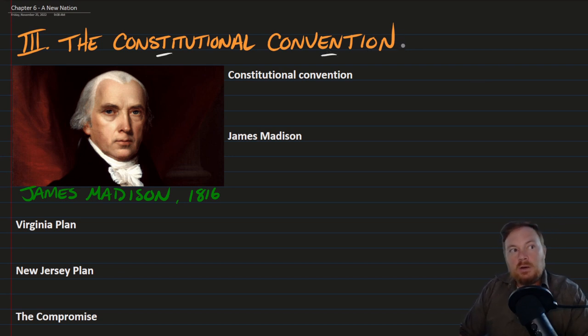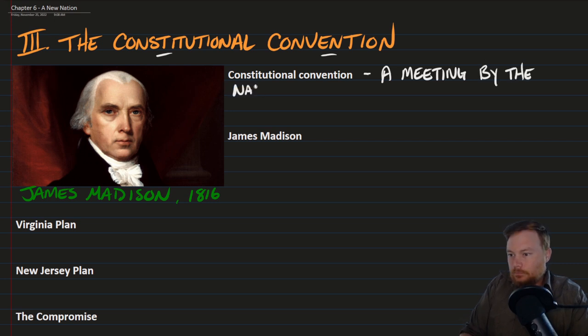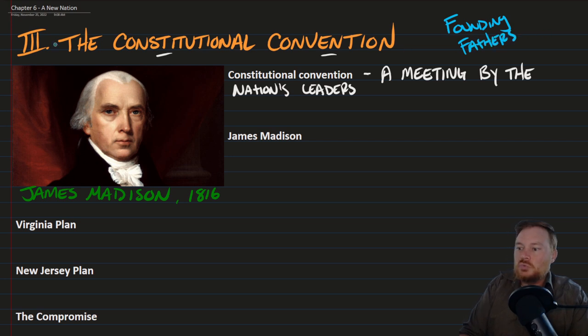So the founders had become worried about the status of the nation enough to agree to meet. And they met in 1787 in Philadelphia in what was known as the Constitutional Convention. So this was a meeting by the nation's leaders. These figures are sometimes referred to as the founding fathers. Benjamin Franklin was there, George Washington was there, James Madison, who you see pictured here, was there, John Adams, Alexander Hamilton. A meeting by the nation's leaders to, and initially this is what the convention was supposed to be about, to revise the articles.